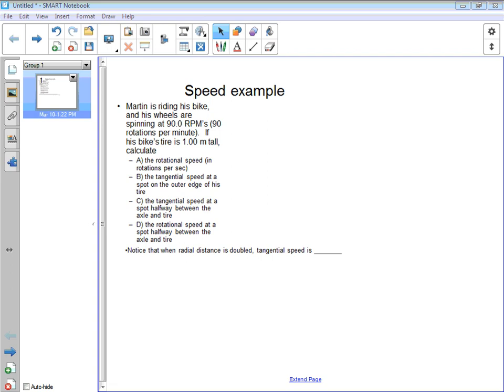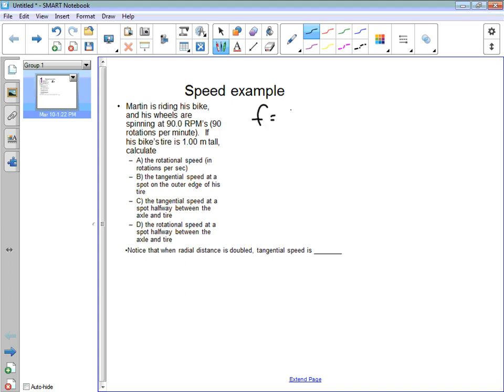Okay, so let's see what we can do here. So we already read it. We can list out the information. What do we have in terms of information, please? Rotations per minute is 90. Okay, but what does that mean? RPMs is a frequency, yes. So the frequency is 90 RPMs, rotations per minute.